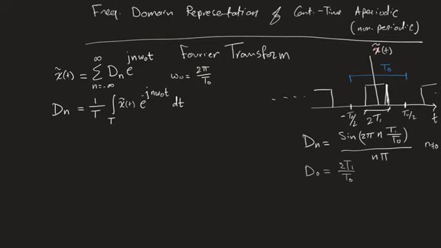And if you go and you try to represent this dn as a function of frequency now, you notice that this dn exists where?